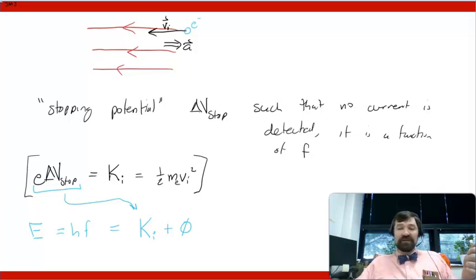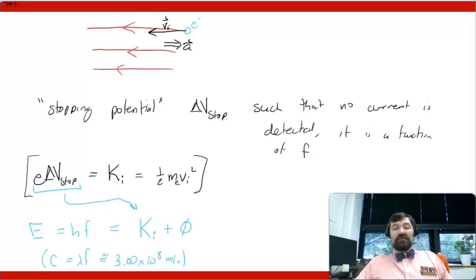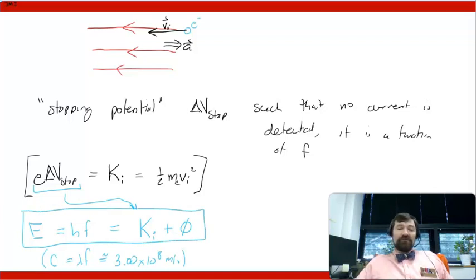So I know the frequency of my light because I know the wavelength. I know that c is equal to lambda f, and that c is a little less than 3 times 10 to the 8 meters per second. So if I know what the wavelength is, then I know what the frequency is, or vice versa. This basically means that I'm able to figure out my kinetic energy via the stopping potential, which in turn means I can solve for this work function.